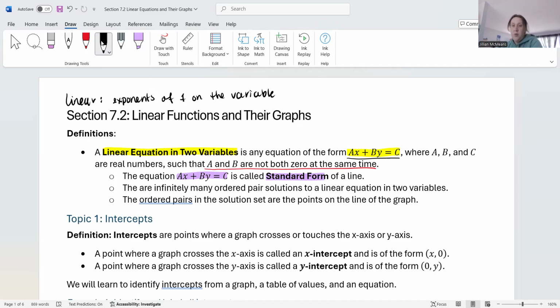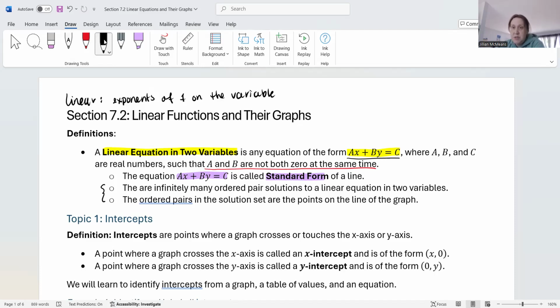Now, what we need to understand about these equations as far as their solutions are concerned, we have two really important bits of information. First, there are infinitely many ordered pair solutions to a linear equation in two variables. That shouldn't come as a huge surprise, because in section 7.1 we acknowledged that solutions to equations in two variables were ordered pairs, very specifically ordered pairs that build the graph of that equation.